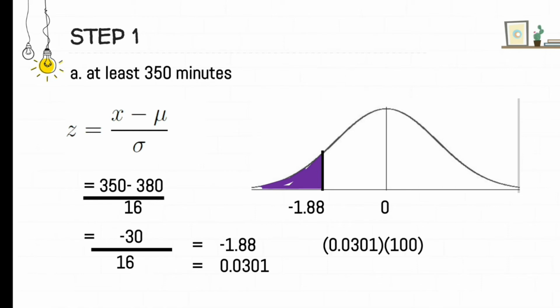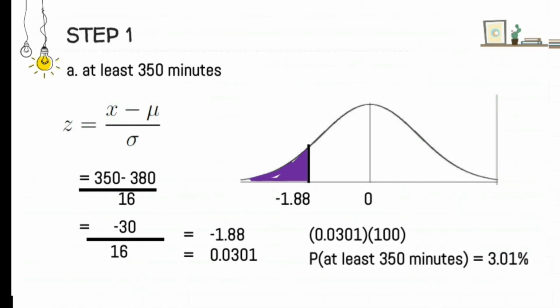And if we're going to find the area of the z-score of negative 1.88 in table E, we have 0.0301. And now here, we're going to multiply it by 100. So 0.0301 multiplied by 100. So our probability of at least 350 minutes is 3.01%.